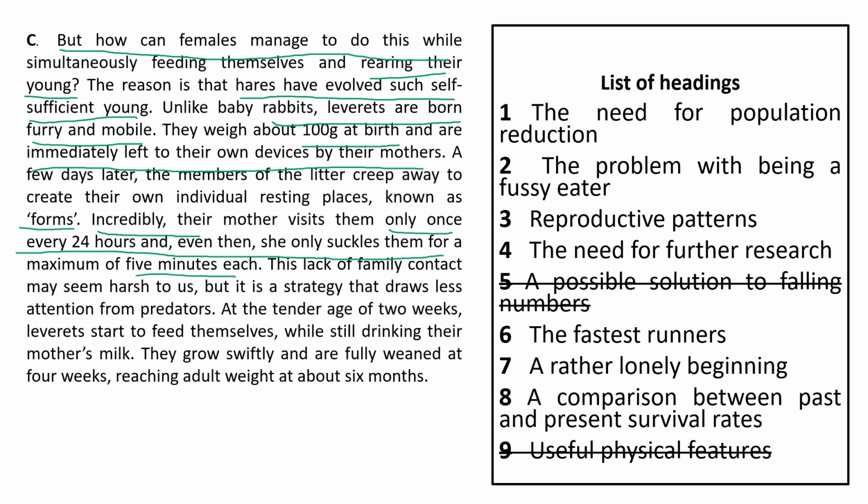This lack of family contact may seem harsh to us, but it is a strategy that draws less attention from predators. At the tender age of 2 weeks, leverets start to feed themselves while still drinking their mother's milk. They grow swiftly and are fully weaned at 4 weeks, reaching adult weight at about 6 months.